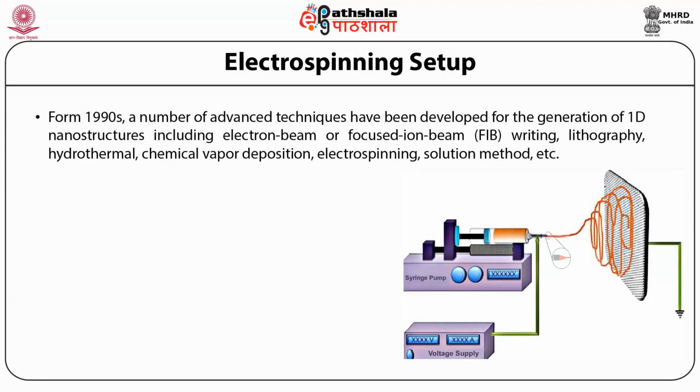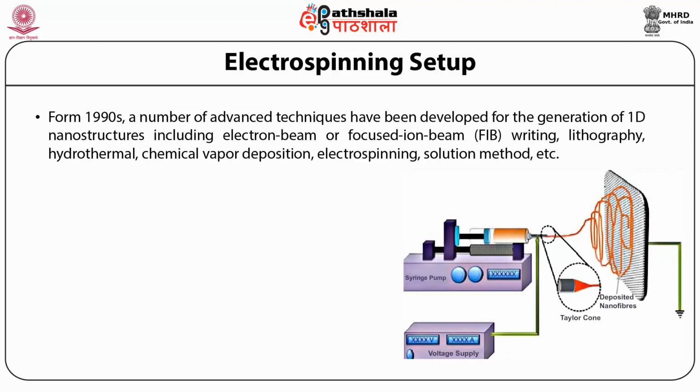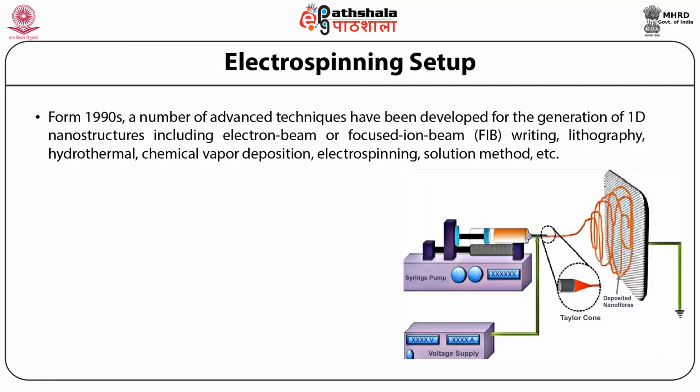From the 1990s, a number of advanced techniques have been developed for the generation of one-dimensional nanostructure, including electron beam or focused ion beam writing, lithography, hydrothermal, chemical vapor deposition, electrospinning, solution method, etc. Among these methods, electrospinning is the simplest method to fabricate one-dimensional nanostructure with both solid and hollow interiors with continuous length, tunable diameter, aligned direction, diverse and controllable composition.